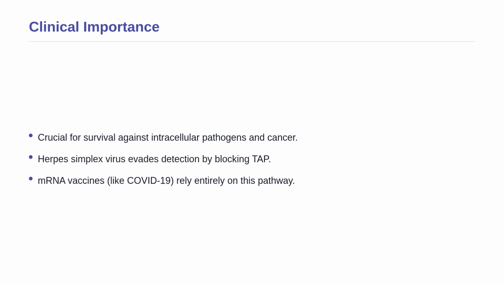Furthermore, modern medicine heavily relies on this exact mechanism. mRNA vaccines, like those used for COVID-19, work by instructing our cells to produce the viral spike protein internally. Our cells then use this very endogenous pathway to process and display the spike protein, successfully training our immune system.